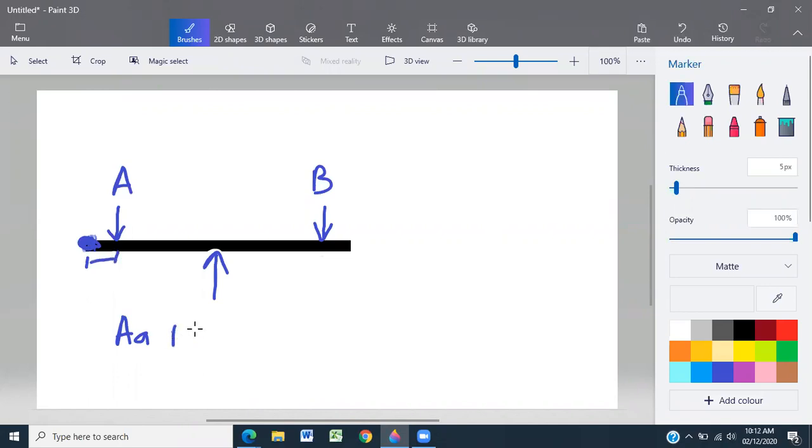plus B times the distance of B from the pivot, so this distance from here to here, is equal to C, let's call this force C, times the distance of C from the pivot point. Something like that. Similarly, this here is clockwise, this here clockwise, this here anti-clockwise. So this is just the principle of moments. Just recapping, making sure everyone knows that.